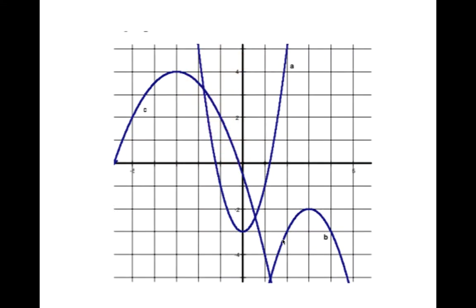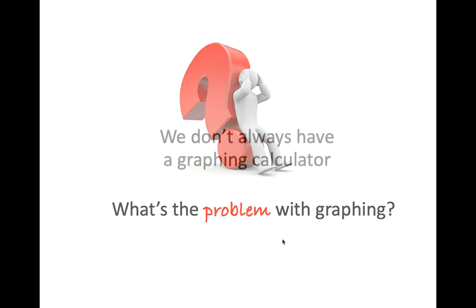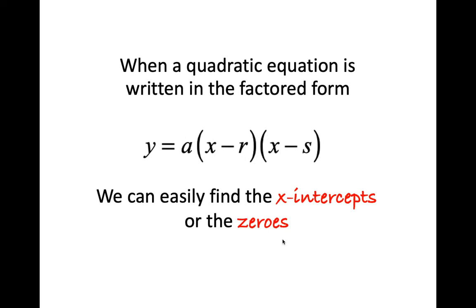We looked first of all at drawing graphs and then simply picking out the x-intercepts so we could use them. But of course, the problem with graphing is that we don't always have a graphing calculator. And so one of the realities is if we can actually get the quadratic equation or function into the factored form, like this one, then we can easily pick out what makes this y a 0. It's when it's an r and an s. So it's so easy to see what those x-intercepts are or the zeros are.